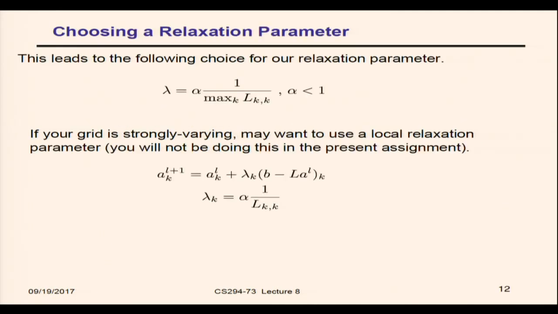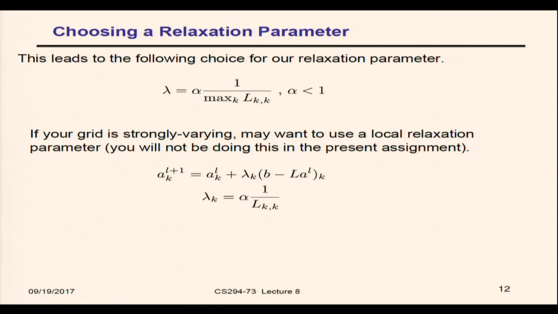We still have to choose a relaxation parameter, and we do it much in the same way as we did for the regular structured grid case. Lambda is equal to alpha times 1 over the max over k of the diagonals, where alpha is less than 1. So in the corresponding thing we did for point Jacobi for structured grids, alpha was a half.